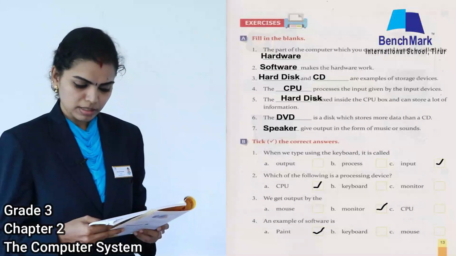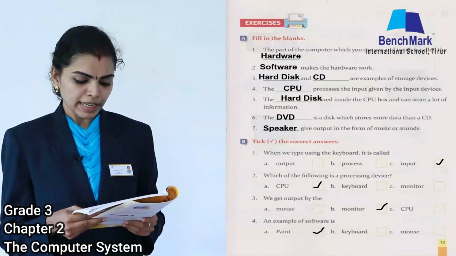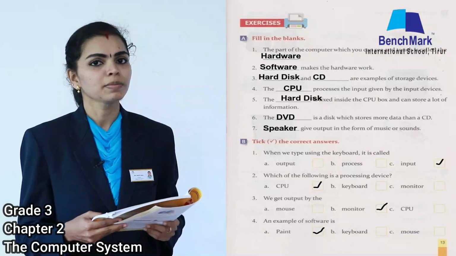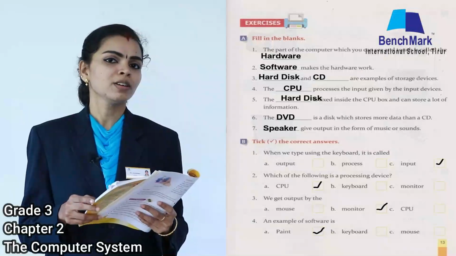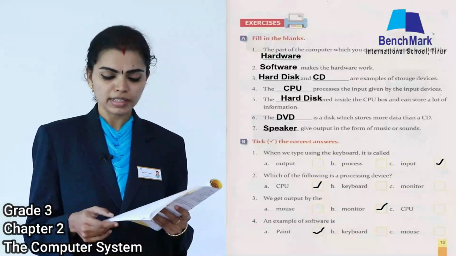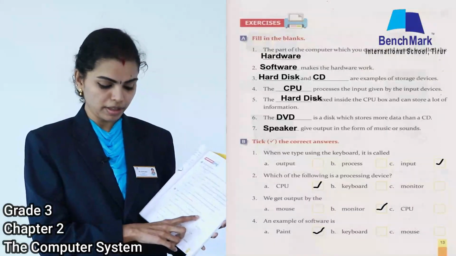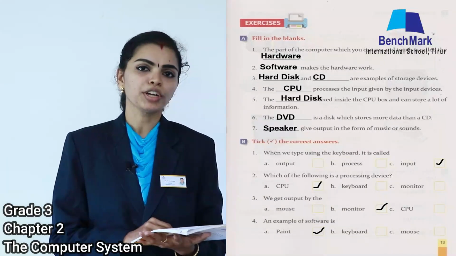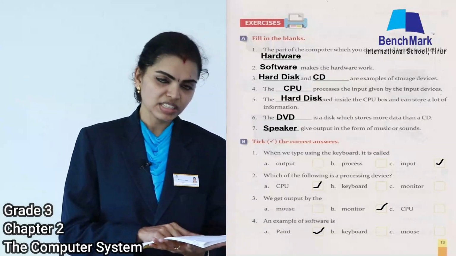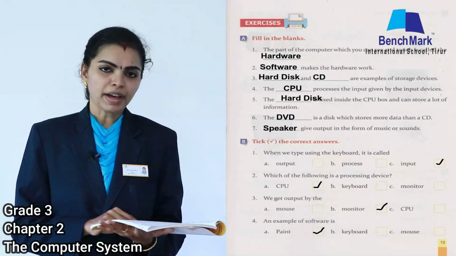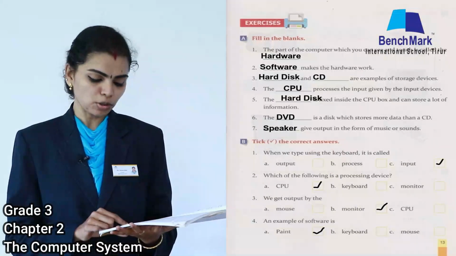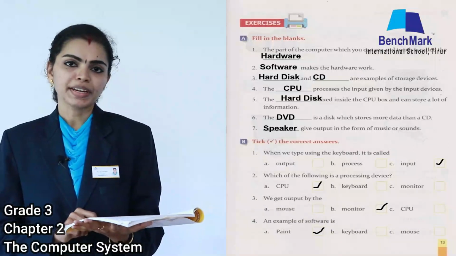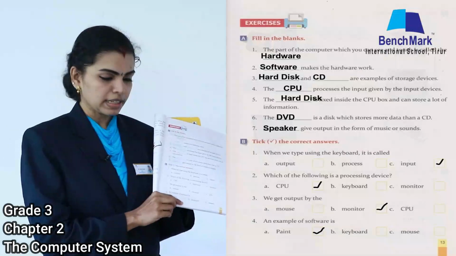Okay. Next, second exercise B, tick the correct answer. Okay. When we type using the keyboard, it is called input to the system. Okay. So please tick near input. Okay. So which of the following is a processing device? CPU, keyboard, monitor. So in this, which is a processing device? CPU. We get output by the monitor. So this monitor is used to provide output. Okay. An example of software is Paint. So please tick near Paint.